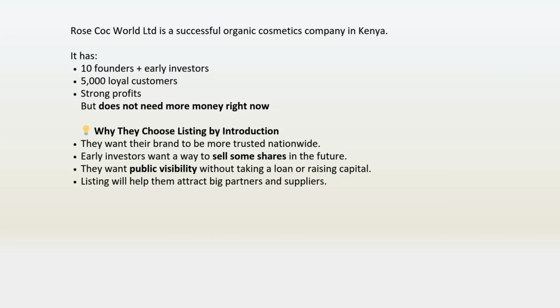A good example, say Cocoa World, a successful company in Kenya. It has, let's say, 10 plus founders and early investors, those who bought shares through their offices. Then they have enough loyal customers and they are making strong profits, but they don't need money right now because they are making profit and they don't need to expand. But these early investors want to exit. So they choose to list by introduction.